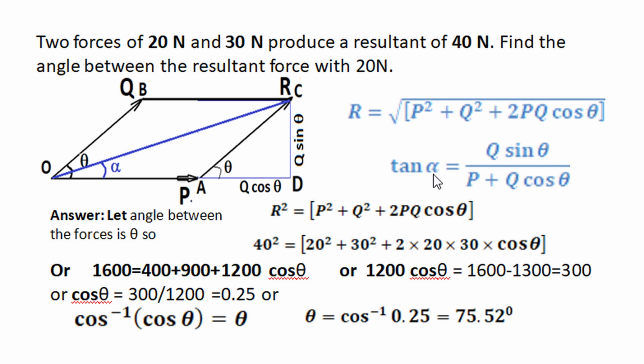Here we have given p, q and r, and we have to find out alpha. But in this alpha relation we need value of theta, angle between two vectors. So for that we have to use this first relation, and we have to first find out angle between the two vectors 20 Newton and 30 Newton.